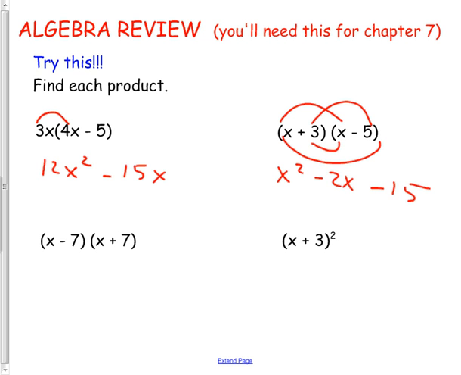Okay, this one. This one you might just do out like normal, but you might also notice, ooh, it's one of those special ones where the outside and the inside cancel. So this is x squared minus 49. You can just go right to it right off the bat. All right. The outside and the inside do cancel if you did it the first, outside, inside, last way.